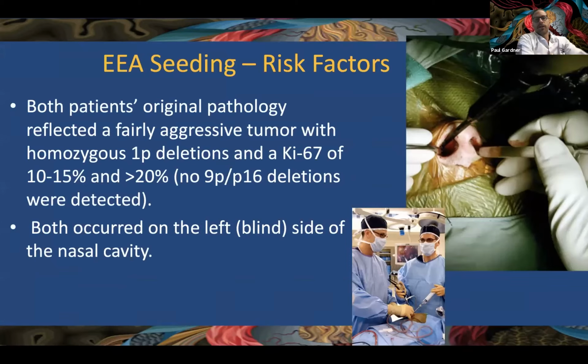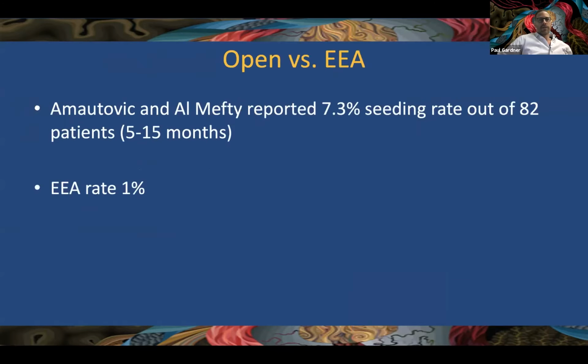Now, interestingly, these were aggressive pathologies. So I'll talk about in a little bit the different ranges of chordoma, but these were both aggressive tumors, and they both occurred on the left or blind side where I'm taking my instruments in and out and potentially spreading it on the surface.